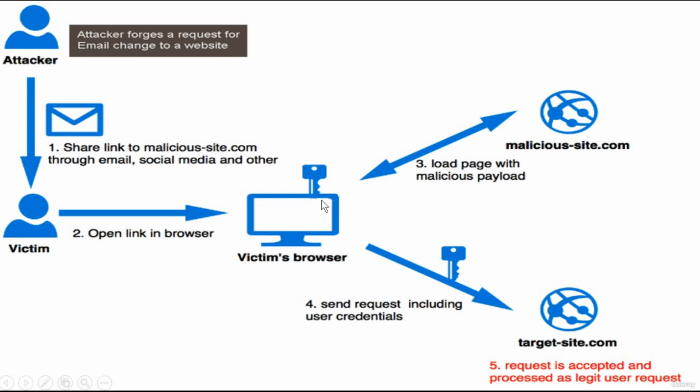You can see here, now what will happen? The malicious payload is going to be executed from maliciousite.com. And at last, the fourth step, it sends a request including user credentials. Here the user credentials are going to targetsite.com. And the fifth step, the request is accepted and processed as a legitimate user request. So this is the second way. In this way also the user might be vulnerable.